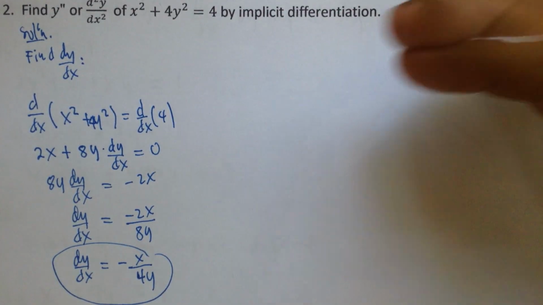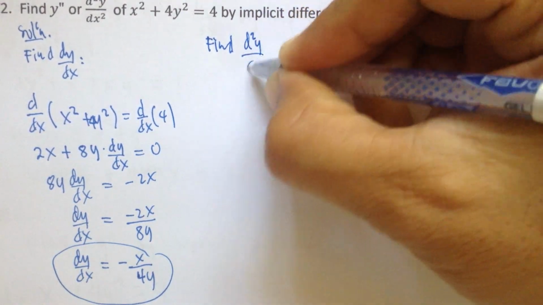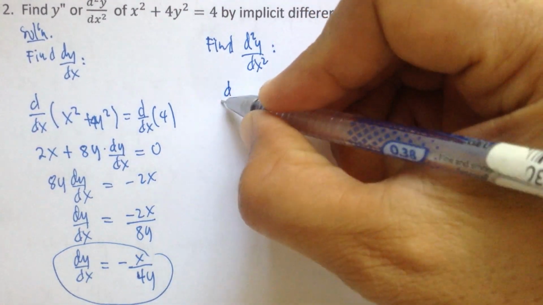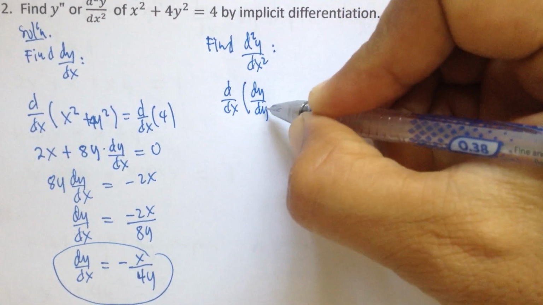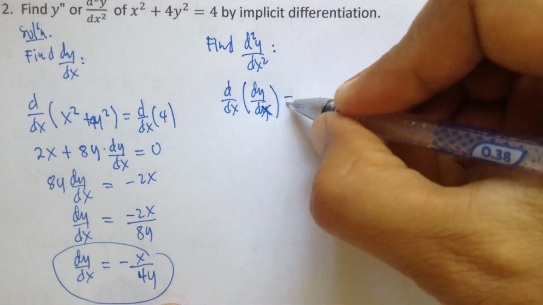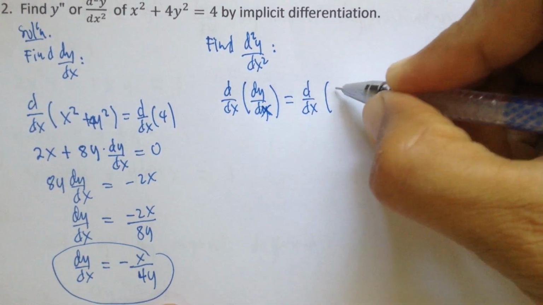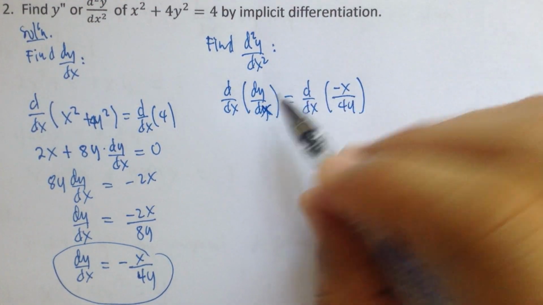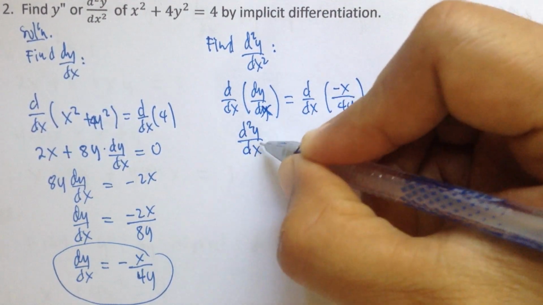So after finding the dy dx, we now find d squared y dx squared. How do we find this? We indicate the operator d/dx on both sides of dy dx equals negative x over 4y. So d/dx of negative x over 4y. Now, what is the derivative of dy dx? It's of course the second derivative of y with respect to x.